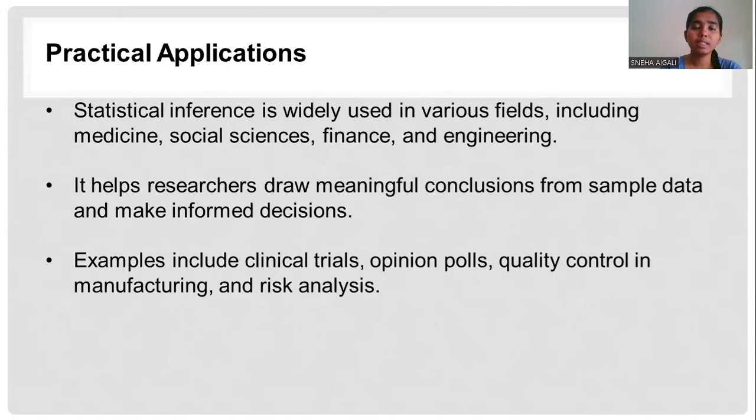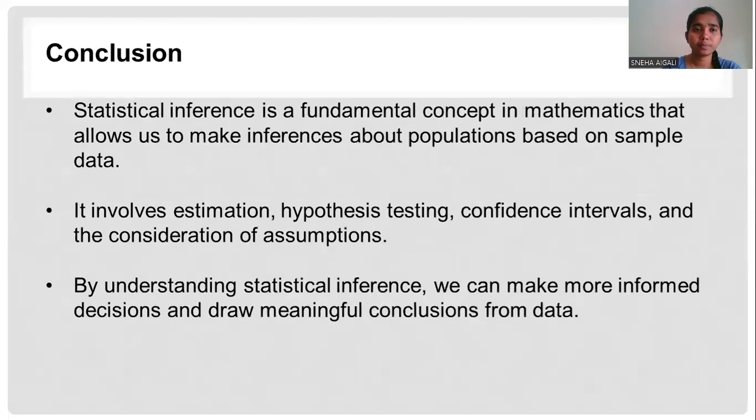So what are its practical applications now? Where all can we use statistical inference? Now we have 3 points over here. It is widely used in various fields, which include the medical field, social science, finance, and engineering, of course. It helps researchers draw meaningful conclusions from sample data and make informed decisions. Its examples include clinical trials, opinion polls, quality control in manufacturing, and risk analysis.